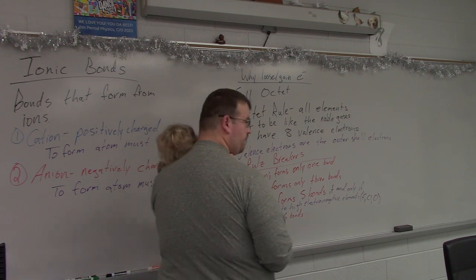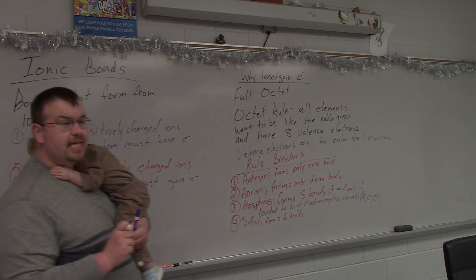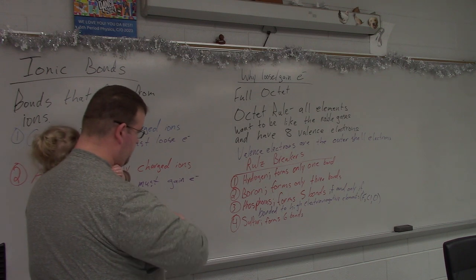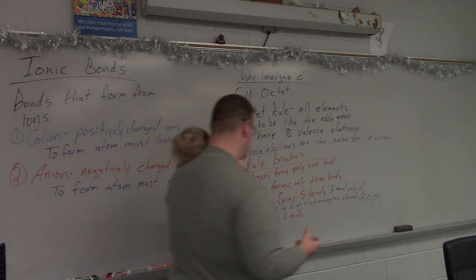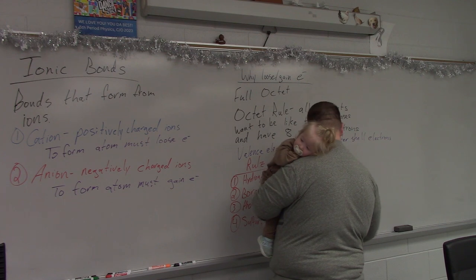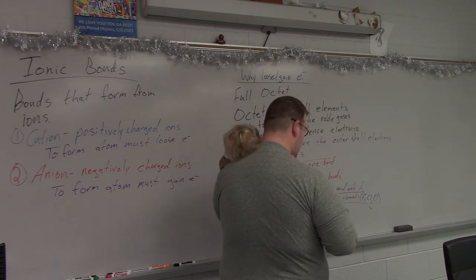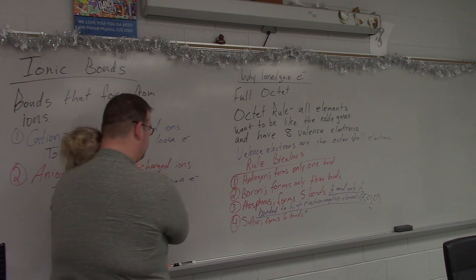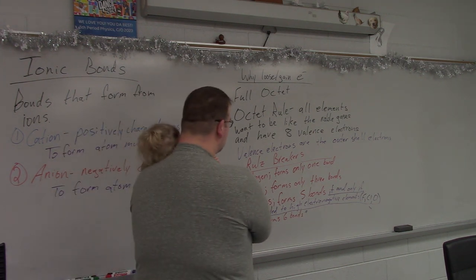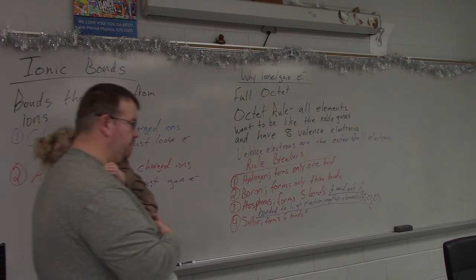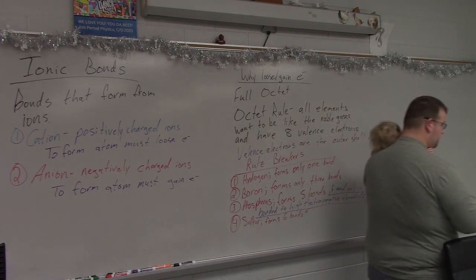Sulfur will form six bonds. Guess what? If and only if bonded to high electronegative elements. I'm going to put some ditto marks here so you can rewrite that. So it will only form six bonds if it's bonded to high electronegative elements? Correct. So if it's not bonded to high electronegative elements, it will not.